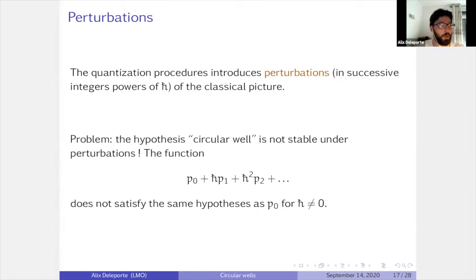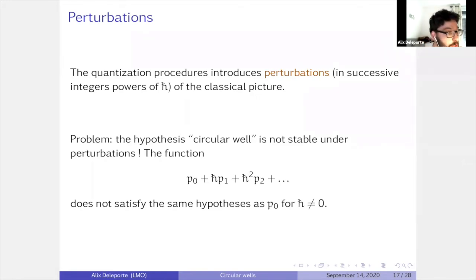The very specific problem we have here, and it's a problem that you don't have if you're dealing with a simple trajectory or with a Morse critical point, is that the geometric hypothesis of having a circular well is not stable under perturbations. If P1 and P2, etc., are say Morse functions, fairly general functions, then this perturbed function will not reach its minimum on a circle.